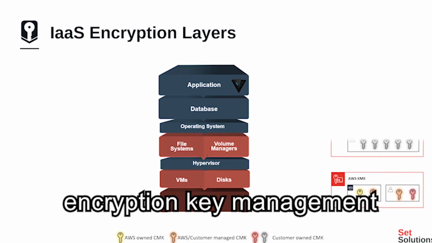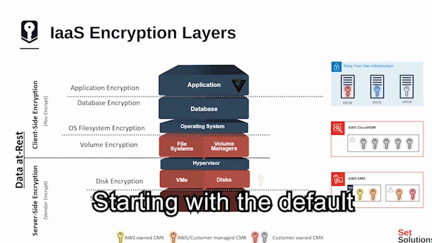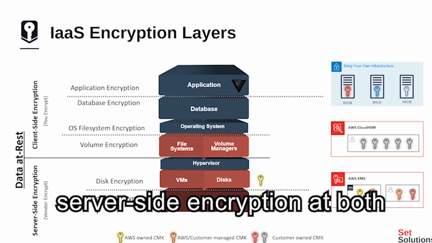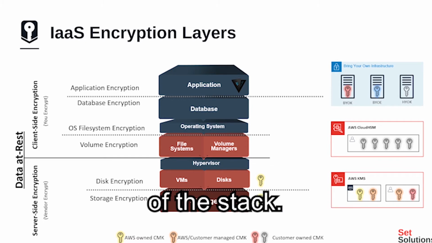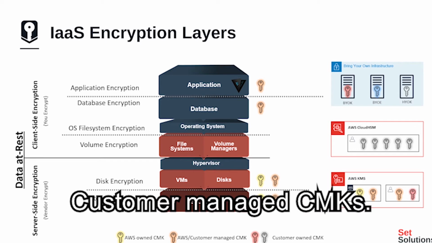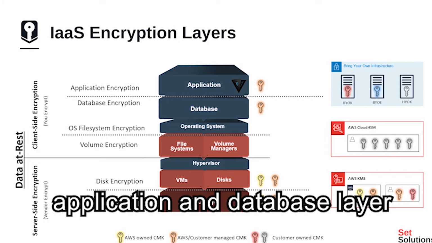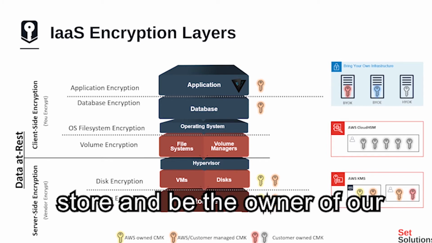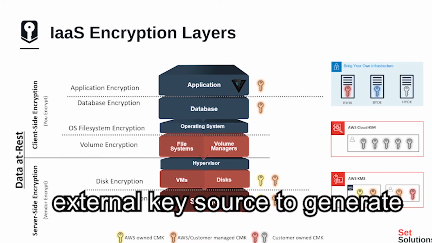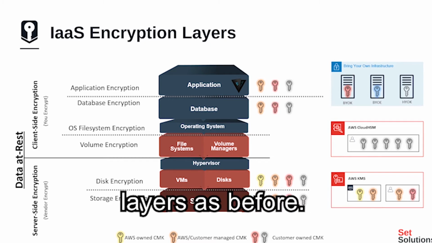Now let's see how each of the encryption key management options can be used to apply encryption at each layer of the stack. Starting with the default encryption option using an AWS-owned CMK. These keys can only be used for server-side encryption at both the disk and storage layer of the stack. Next, we have our native KMS option using AWS or customer-managed CMKs. These keys can only be used for server-side or client-side encryption at the application and database layer of the stack. And if we want to generate, store, and be the owner of our own key material, then we can use either a Cloud HSM or an external key source to generate and import our keys using a customer-owned CMK and apply encryption at the same layers as before.